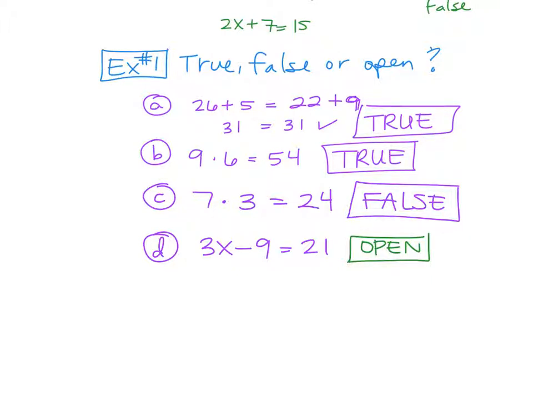You thought it was what? Oh, 3. Gotcha. I see what you mean. Yeah. 3x minus 9. All right. What about this one?